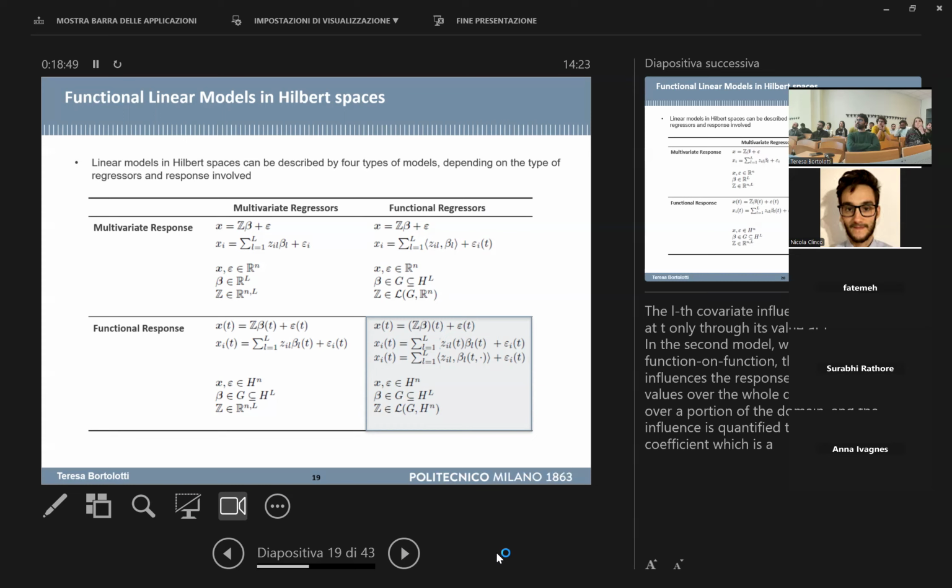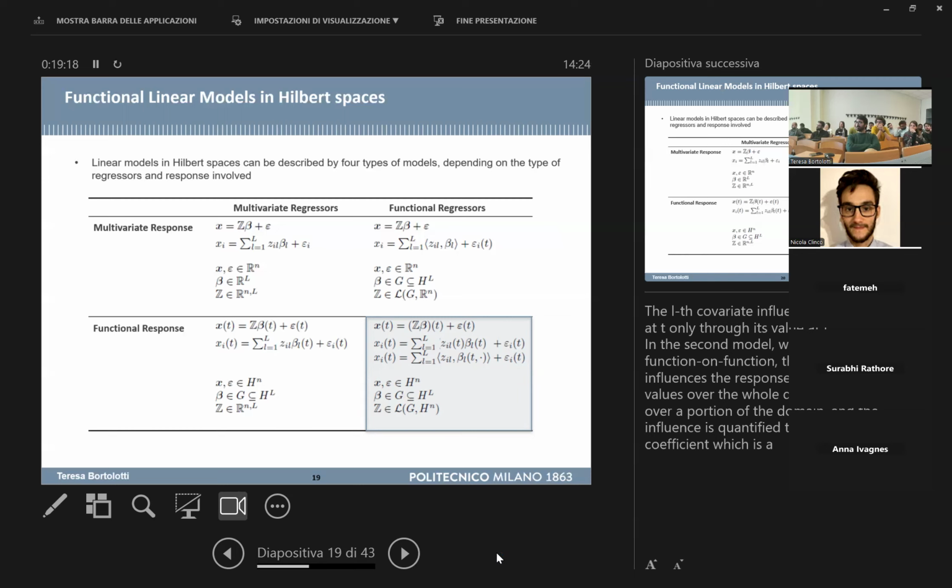Note that this model here can actually take 2 forms. One is called concurrent functional model, and basically you are assuming that the impact that the covariate has on the response at t goes through solely the value that that covariate has at t.